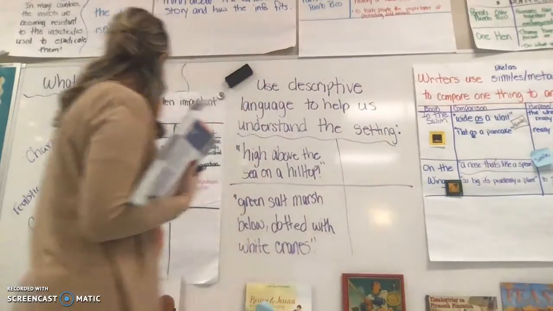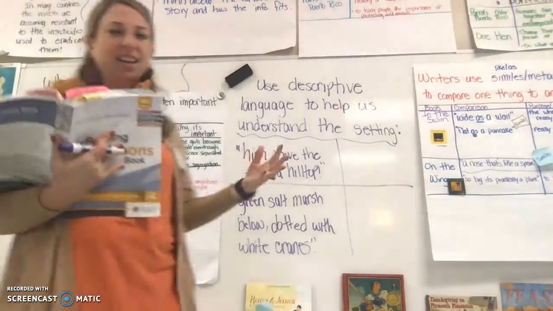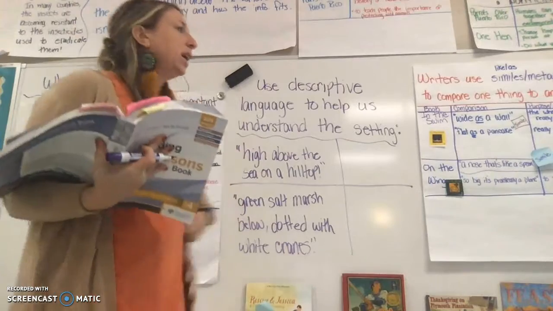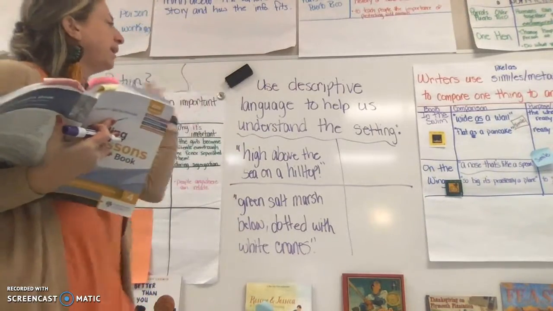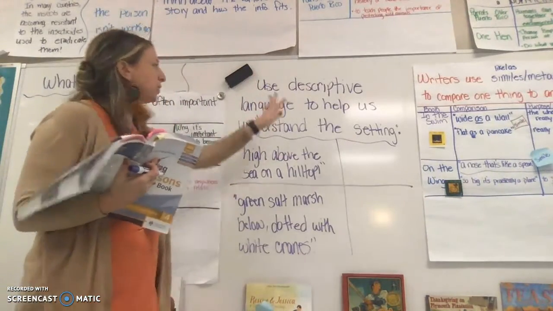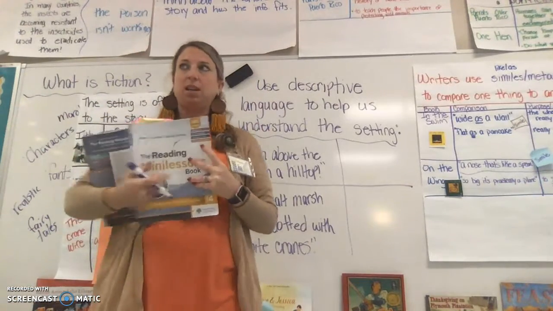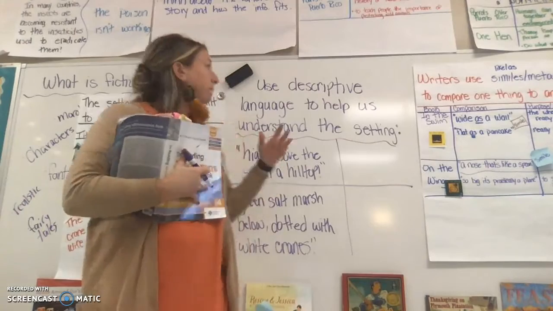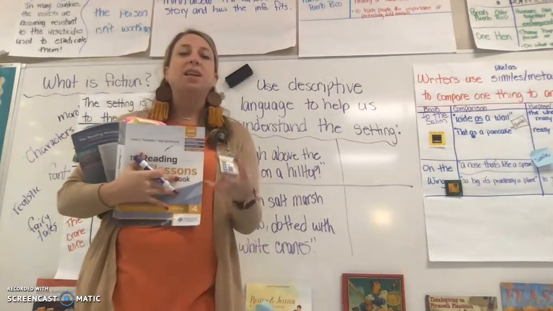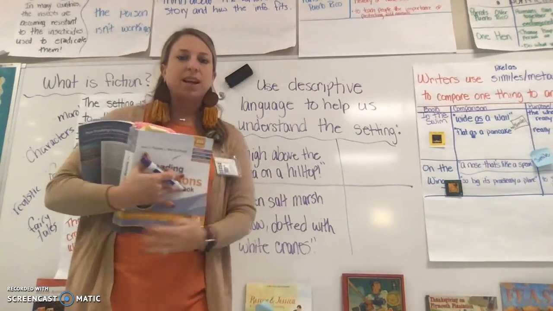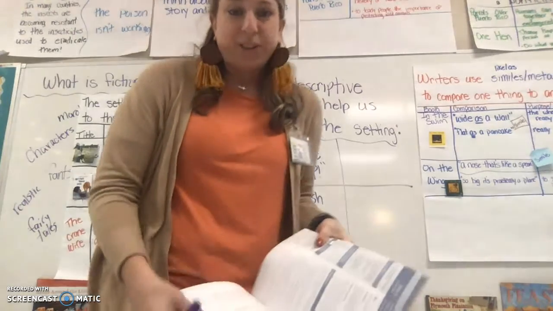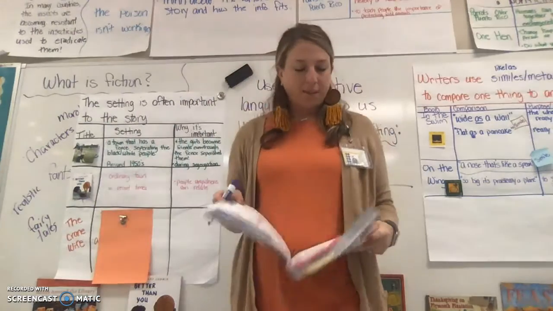So this week we have been talking about setting and how the setting is important to the story. And so today we're going to talk about how sometimes an author uses descriptive language to help me understand the setting better. For example, descriptive language meaning he just uses words that describe it so that I better understand what that setting might look like.